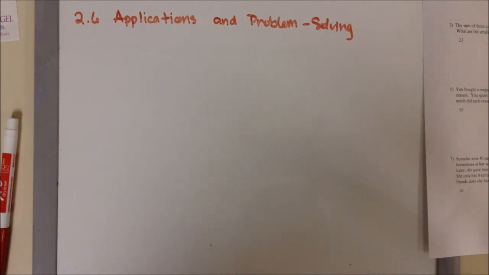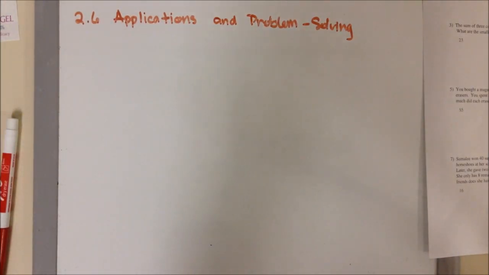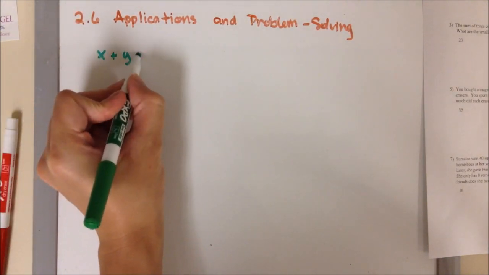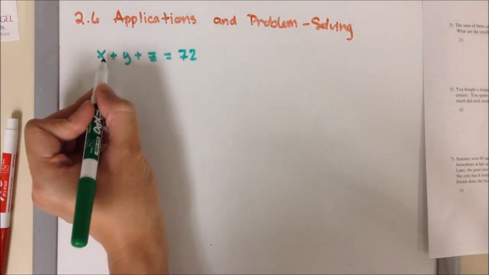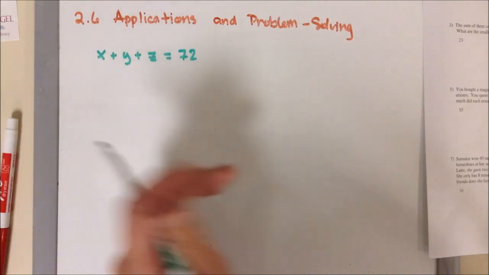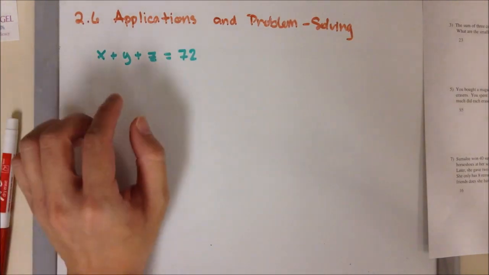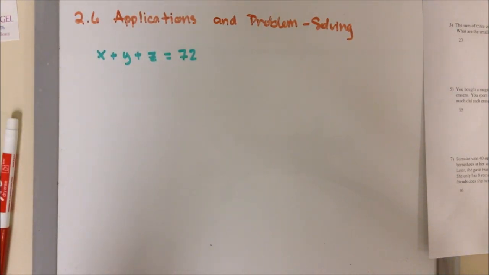So again, the word problem says the sum of three consecutive numbers is 72. We don't know the values, so I'm going to write x plus y plus z equals 72. The reason I wrote x plus y plus z is that it's hard to find x, y, and z because you won't be able to find them without guessing and checking, and that can take a while.